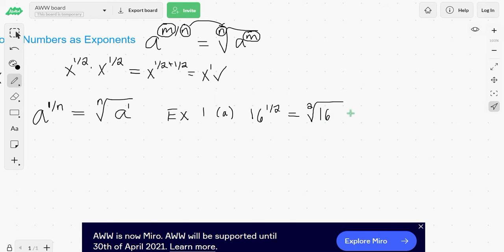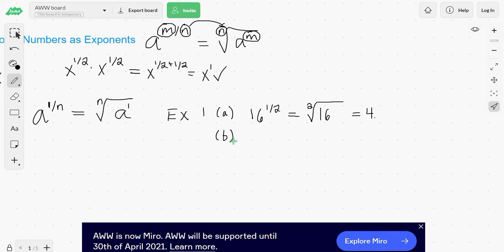Again, usually we don't write the 2 for square roots, but just for emphasis I'll write it here. Now this just means, what do you multiply by itself to get 16? That's the square root of 16, it's just 4. So 16 to the 1/2 is just equal to 4. Let's take a look at one more example.